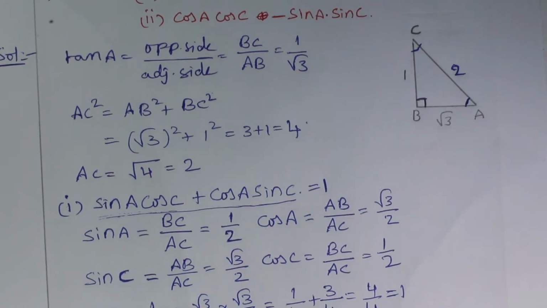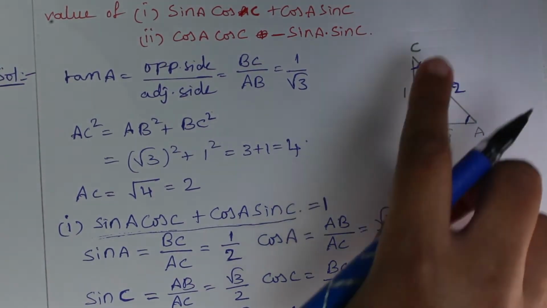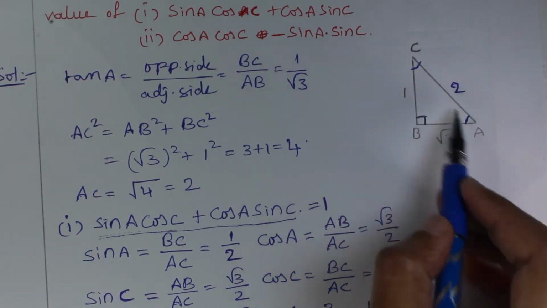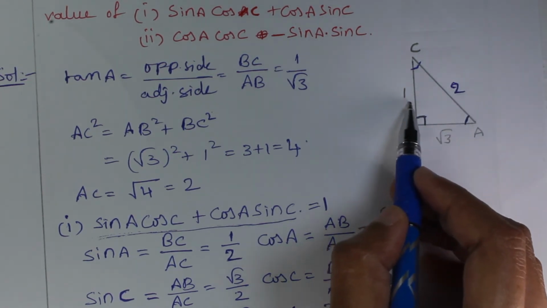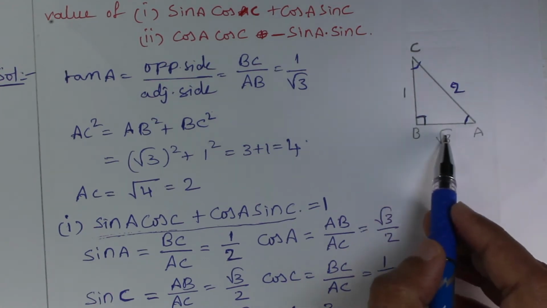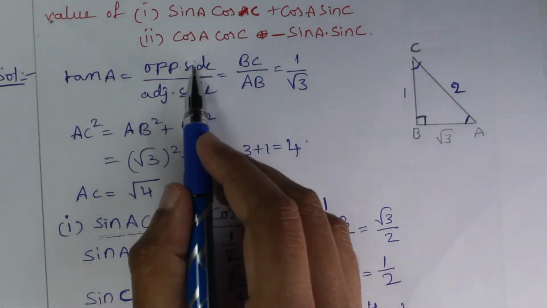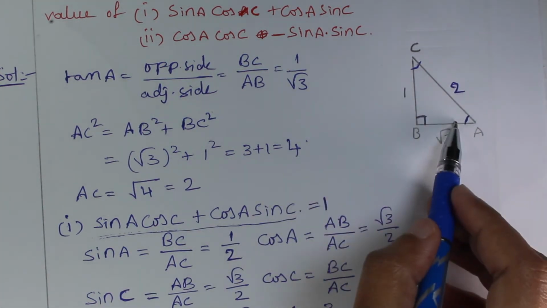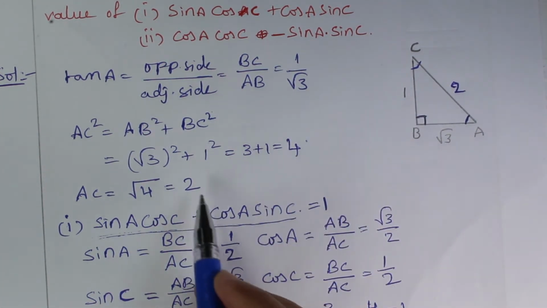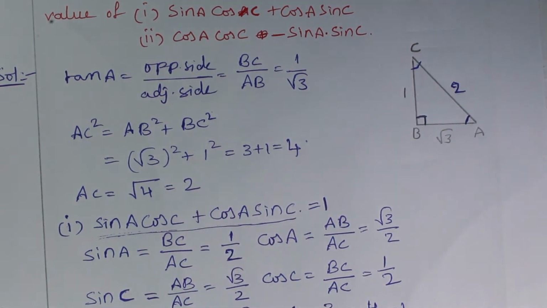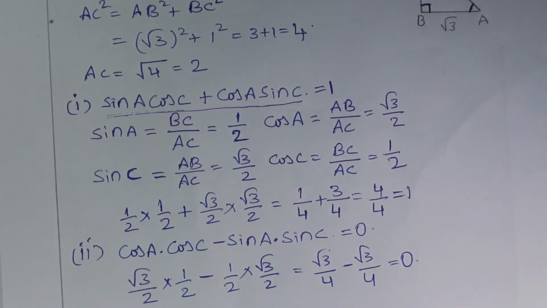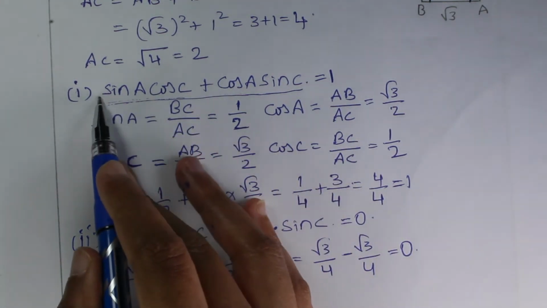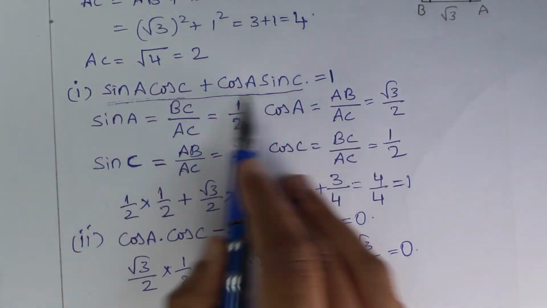First of all, he has given tan A is equal to 1 by root 3. So we have assumed the opposite side to angle A to be 1 and the adjacent side to angle A to be root 3, because tan A is equal to opposite side by adjacent side. And then we have calculated the hypotenuse. We got the value as 2. Now we found out the values of sin A, sin C, cos C, and we have substituted this in the problem and solved for the value.